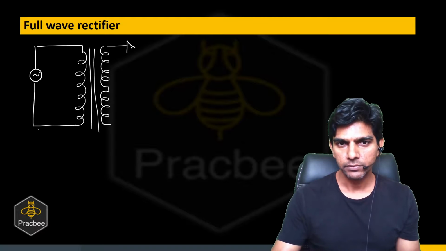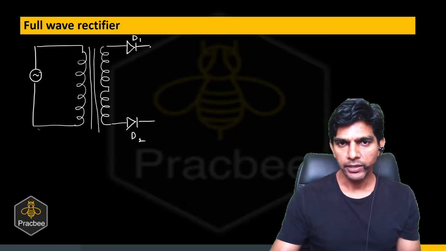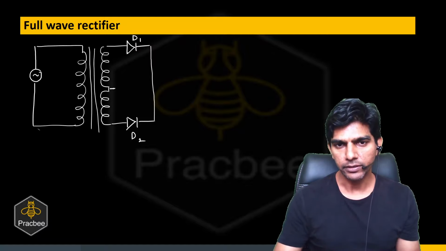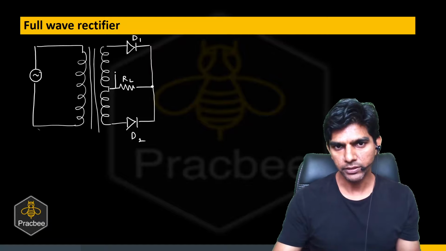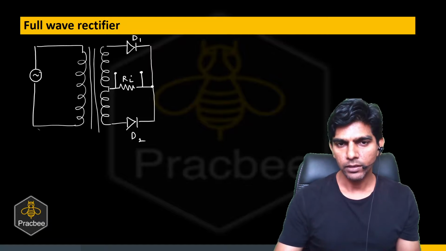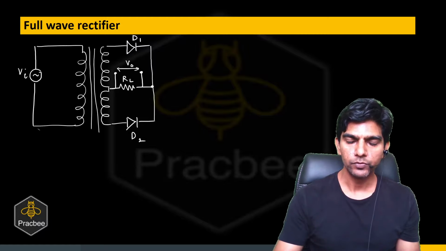and there are two diodes. Let us say this is diode D1 and there is a diode D2, and they are joined together. Their P sides are joined together, and from the center of the secondary winding there is a load resistance. So this is RL, and we are measuring the voltage across these 2 points. So this is our output voltage and this is our input voltage.